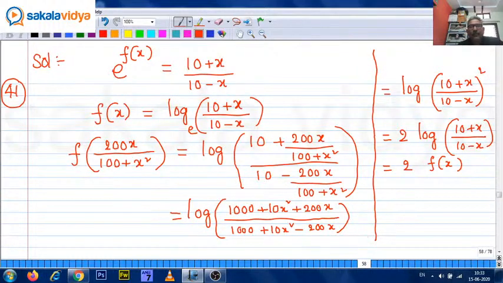Here we need to take 10 common. Here from this one 10 common, here also 10 common. You get x square plus 20x plus 100, x square minus 20x plus 100, which is nothing but 10 plus x by 10 minus x whole square. Right.